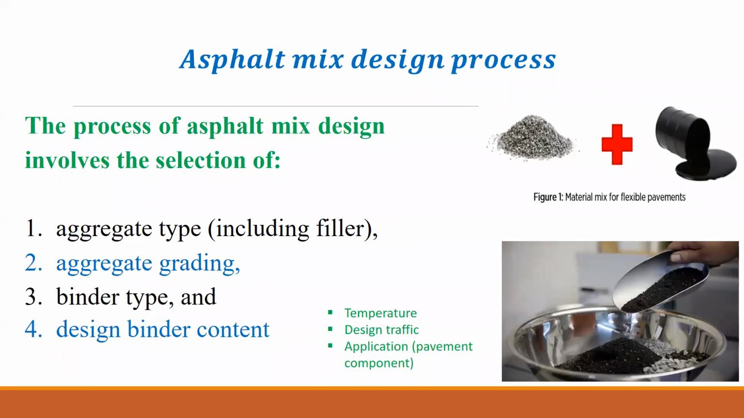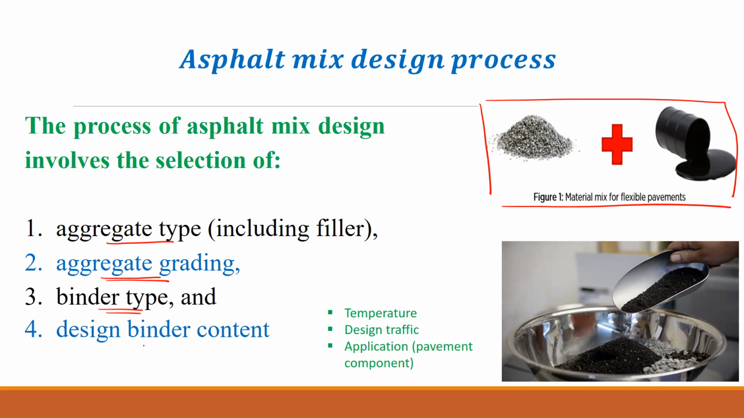As you know, in an asphalt mix, we have aggregates and the binder. So in the selection process, we select the aggregate type, the particle size distribution of the aggregate, the binder type, and the design binder content. These selections depend on the temperature of the site, design traffic, and which layer of the pavement we are designing for. In this practical, we are designing for the varying course. And mainly we are focusing on the design binder content, and we are going to find out the design binder content for the varying course.